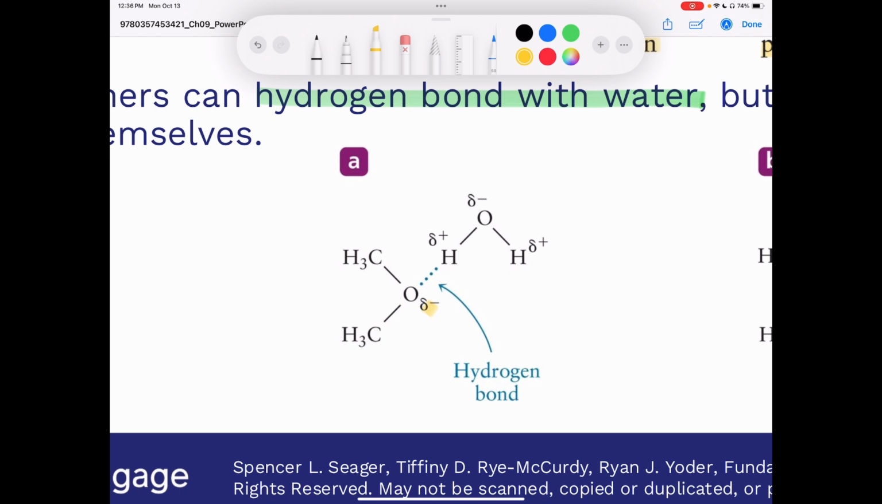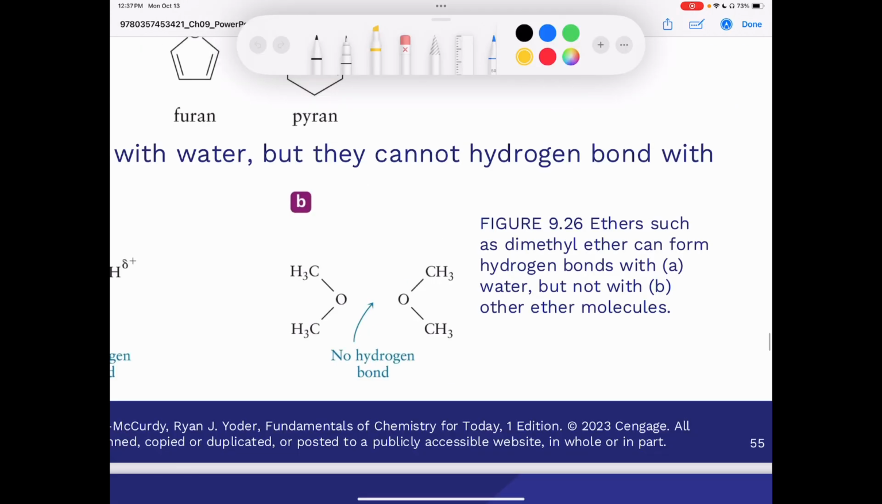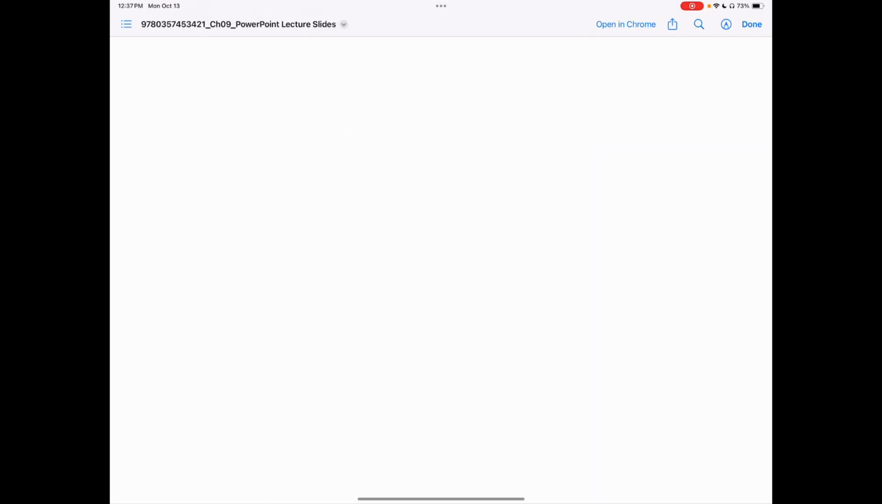Well, you know that on the oxygen, we have our delta negative, right? Because oxygen is more electronegative than either of these carbons. And so we can see a hydrogen bond between the oxygen of the ether and the hydrogen of water. And there's our hydrogen bond right here. However, if you have a pure sample of two ethers, there's no hydrogen bonding between them because the oxygen, sure, there's an oxygen in each one of these.